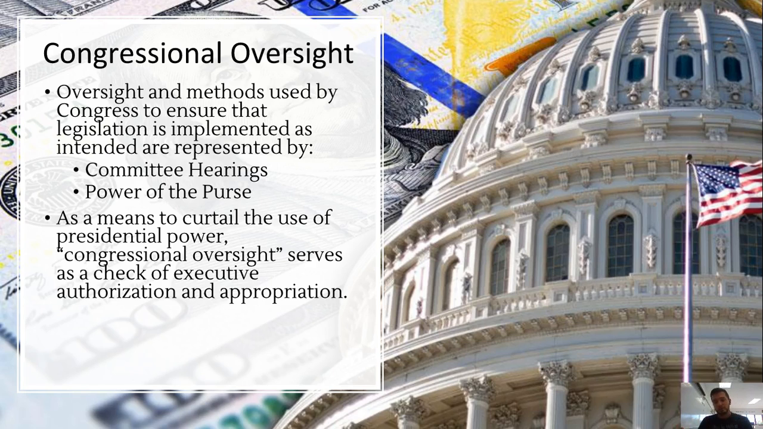And they'll also use the power of the purse. So if an agency isn't doing something that is correct according to the legislative branch, they can limit its budget, or they'll be more likely to change the budget later. And that's what power of the purse means, controlling what money goes where. So the executive branch needs to make sure they're doing their job, or they could lose that funding, and they don't want to do that. And again, this is really the main use of curtailing presidential power. It is a check against the executive, making sure that they are implementing the law appropriately.